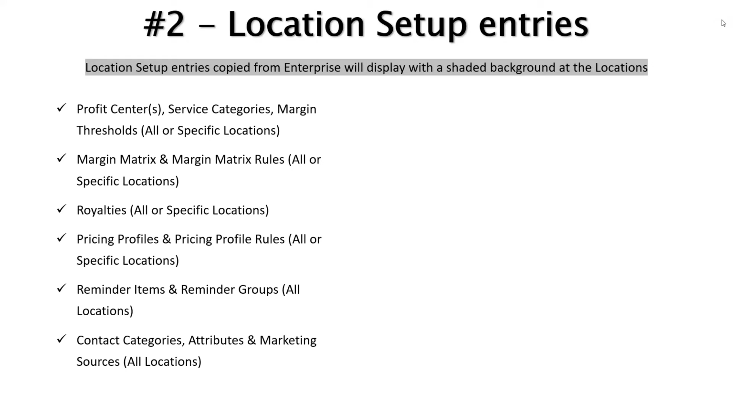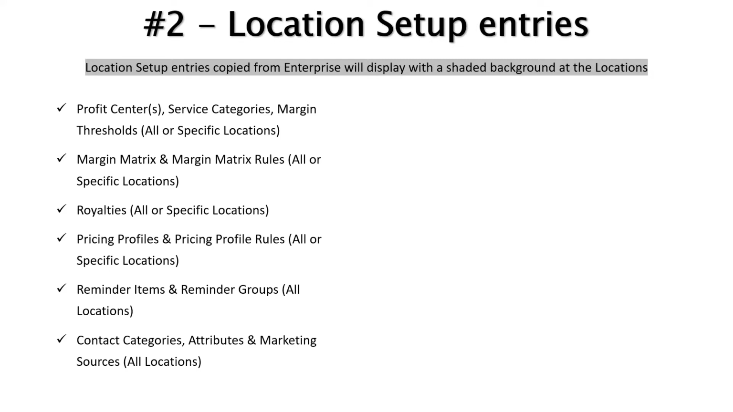Location setup entries. Location setup entries copied from Enterprise will display with a shaded background at the locations. You have profit centers, service categories, margin thresholds that can go to all or specific locations. Margin matrix and margin matrix rules, all or specific locations.